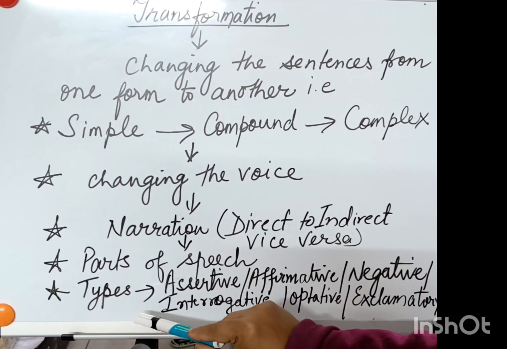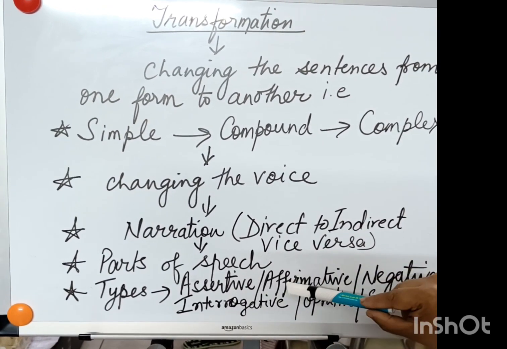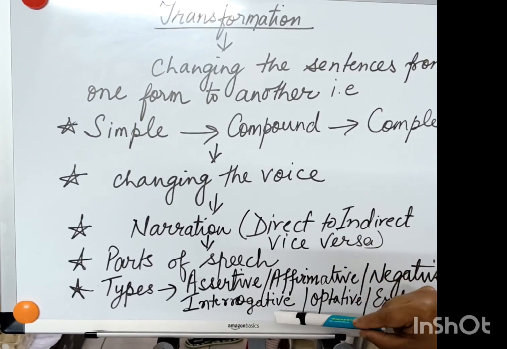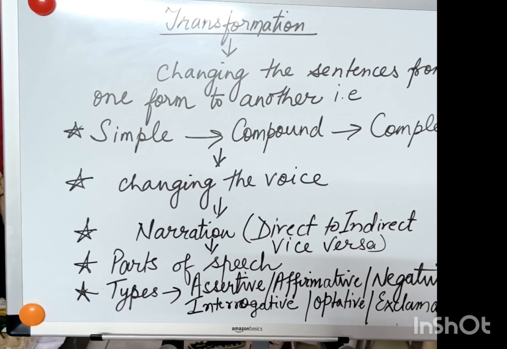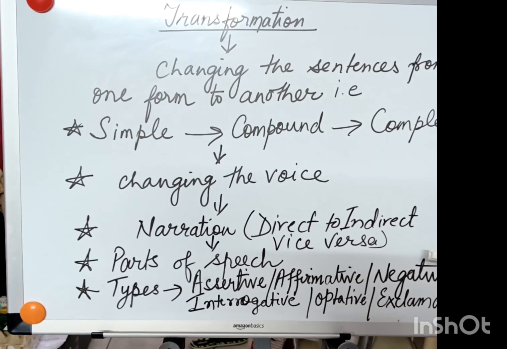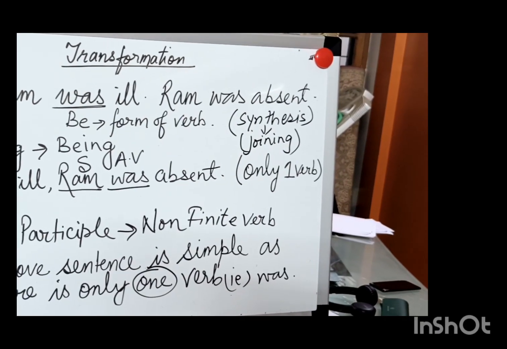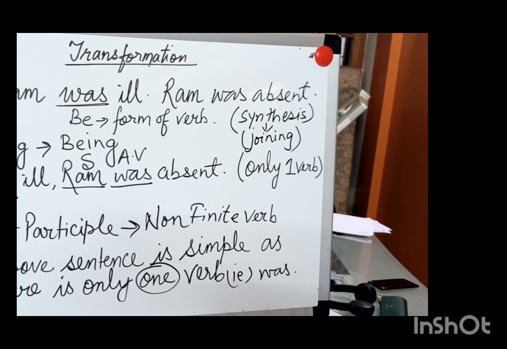Then we also change the types of sentences, that is from assertive to affirmative, from affirmative to negative, from negative to interrogative, from interrogative to optative, from optative to exclamatory. So we are going to study all these changes one after the other. So first in this video we will take up how to change the sentences from one form to another.